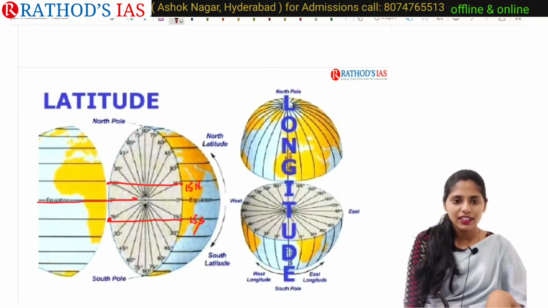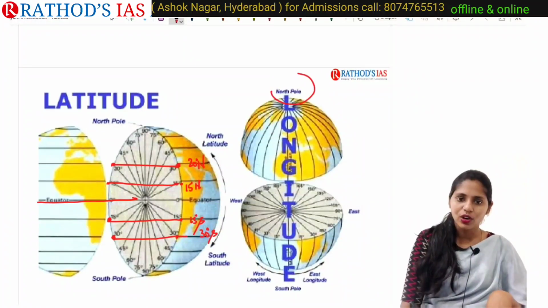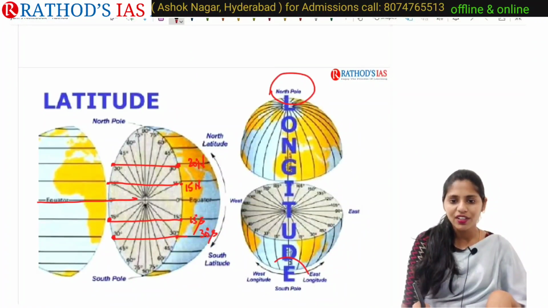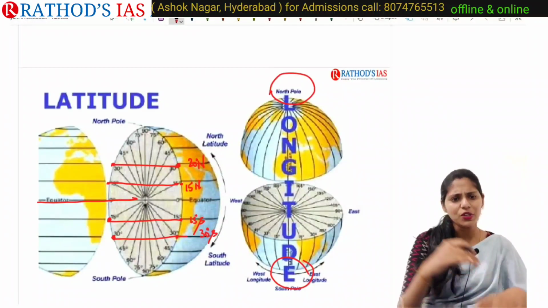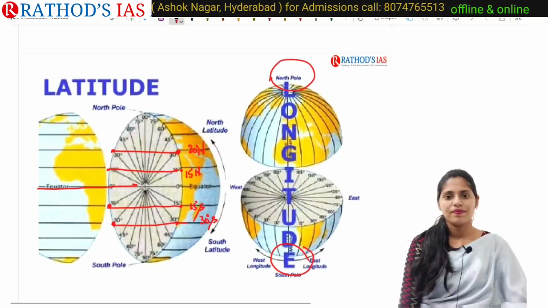And here 30 degrees north, and here 30 degrees north, and if you join these two, it is our 30 degrees north latitude. In the same way, 30 degrees south and 30 degrees south, and if you join them, this is our 30 degrees south latitude. So here we have the North Pole and here the South Pole. In this way we draw these latitudes.